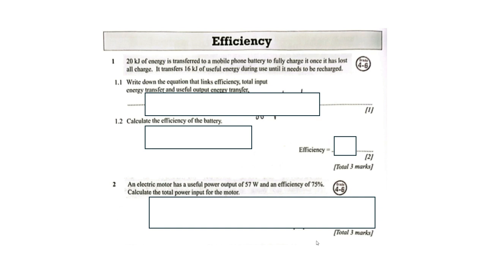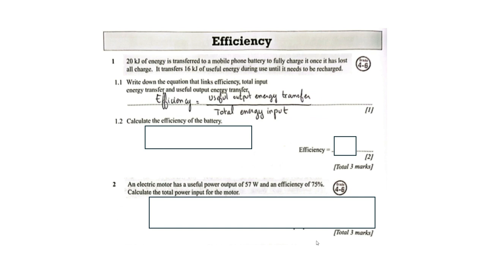Write down the equation that links efficiency, total input energy transfer, and useful output energy transfer. So to calculate the efficiency, you can have useful output energy transfer divided by the total energy input. Sometimes you want to calculate the efficiency in percentage, so you're going to multiply that by 100. Calculate the efficiency of the battery.